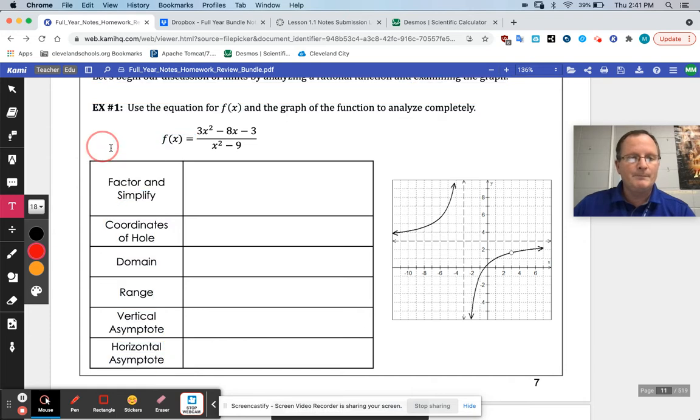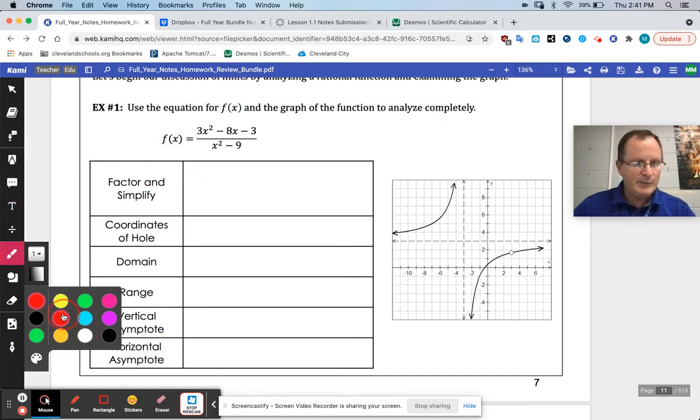Oh, there we go. There we are. No, I need writing. Right, and red. There we go.